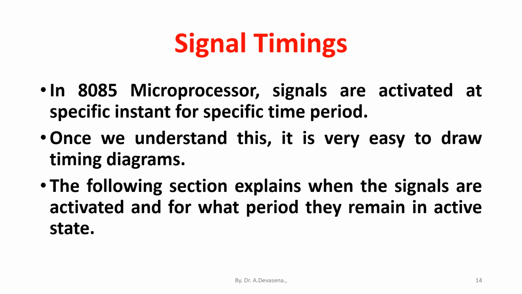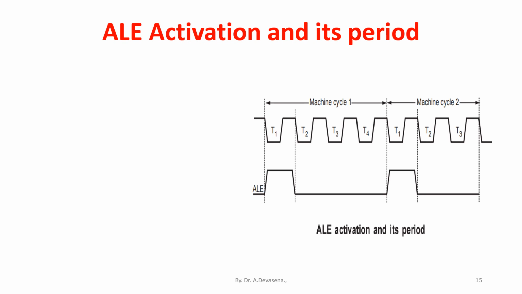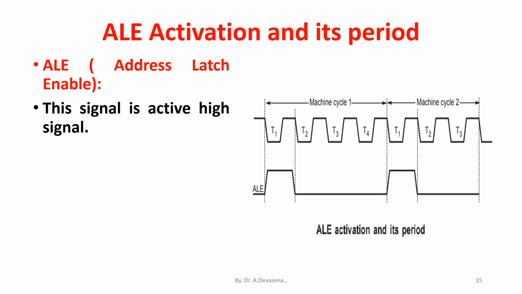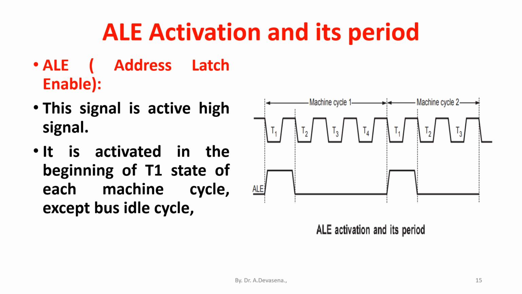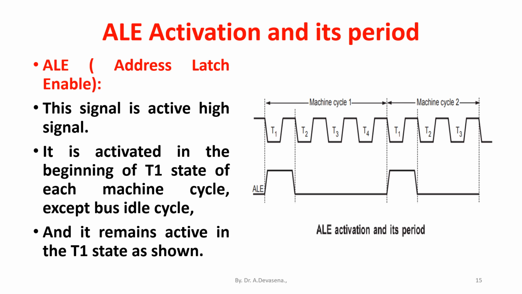Signal activation and its period. ALE, address latch enable. The signal is an active high signal. It is activated in the beginning of the T1 state of each machine cycle except the bus idle machine cycle, and it remains active in the T1 state, as shown here.